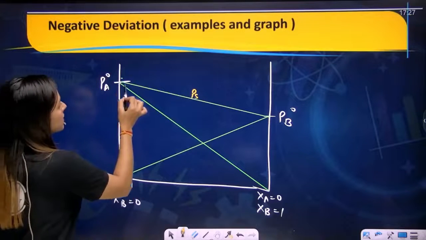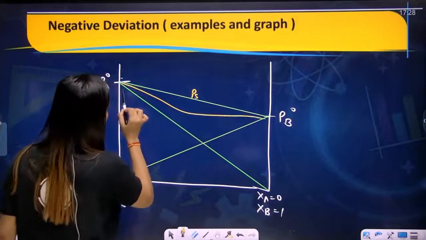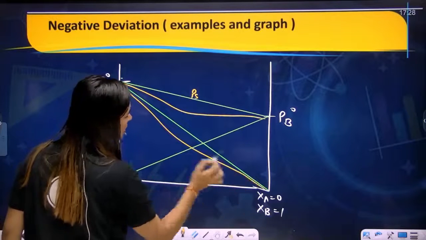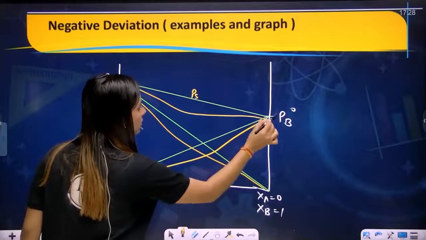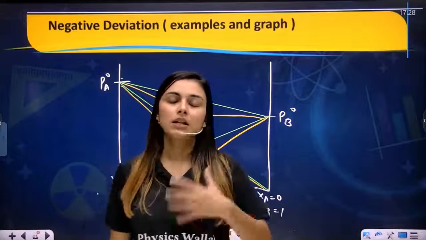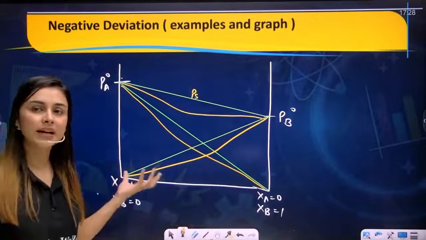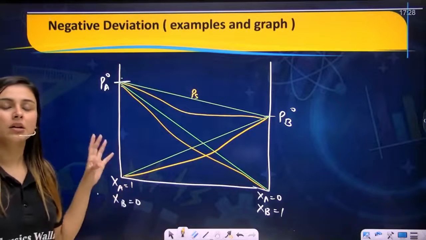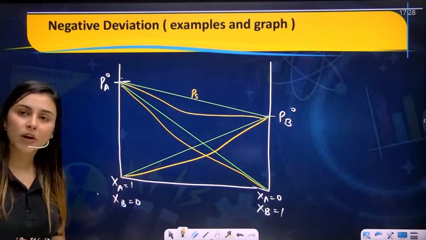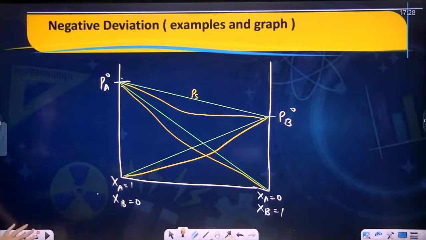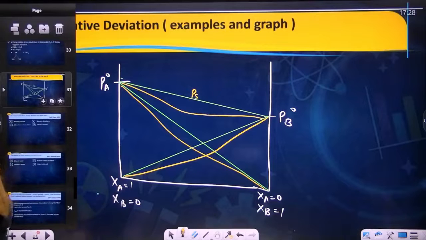So the plot will be something like this. I hope it's clear. This is how you plot a graph for the negative deviation from Raoult's law. Okay. Yes, you can write this and then we'll move forward. Then we'll try to solve a few questions.